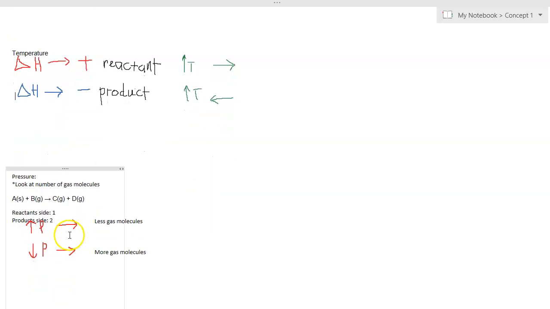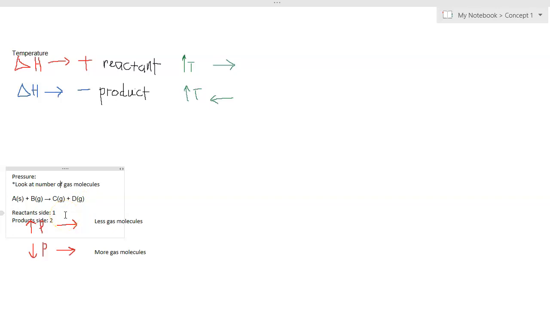Lastly, pressure. If you increase pressure, the system will try to decrease the pressure. So how do we know whether the reaction will shift to the left or to the right? This depends on the number of gas molecules. Let's take a look at the example again. So the reaction here. On the left side, which is the reactant side, there is one gas molecule. And on the right side, there are two gas molecules.